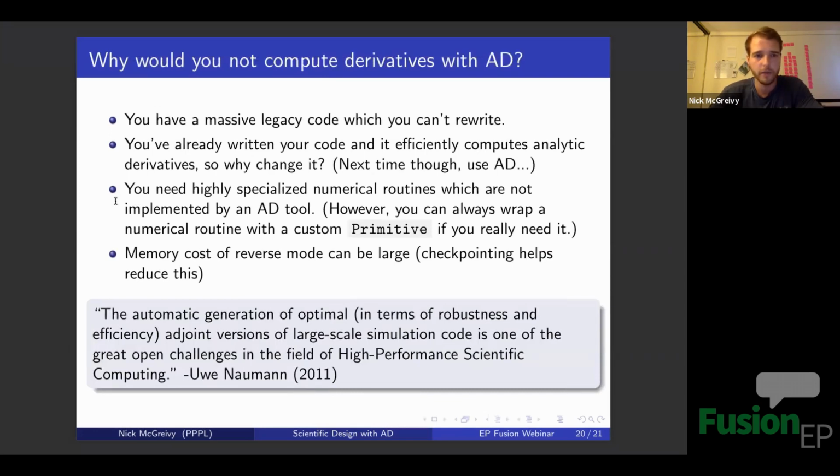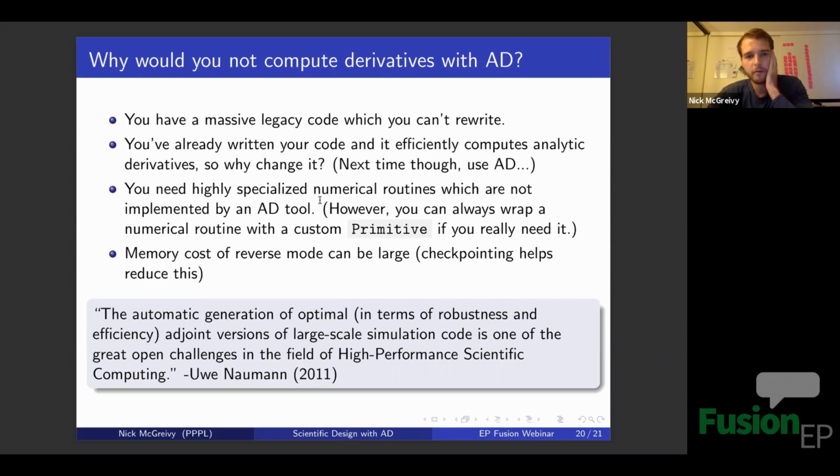I have about 1 or 2 minutes before it's been 40 minutes. So why would you not compute derivatives with AD? There's a couple reasons. One is if you have a massive legacy code which you can't rewrite, it's just too complicated. And hopefully in that case you don't have too many parameters, and you might be able to perform finite difference despite the noise, if you have enough compute power. If you've already written your code and it already computes analytic derivatives of the adjoint method, you don't need to change it, but next time you might benefit from using AD.